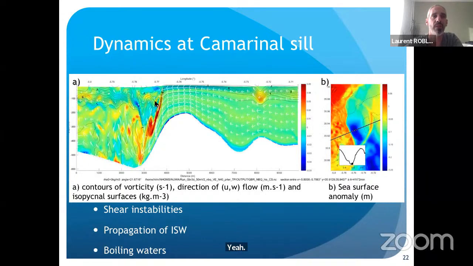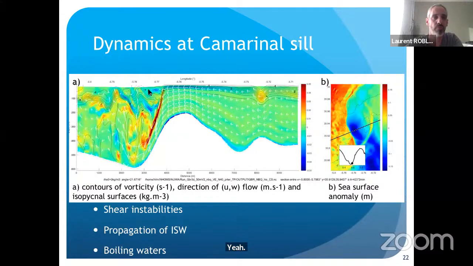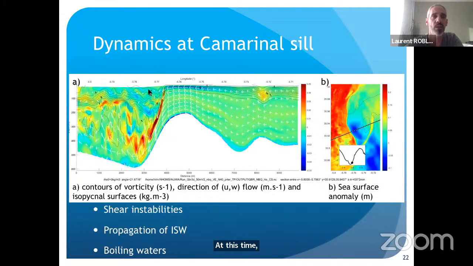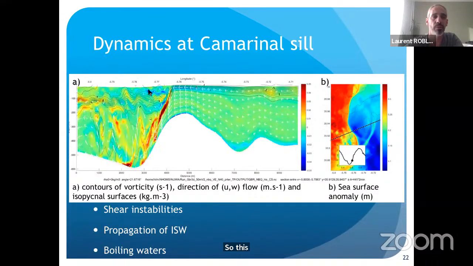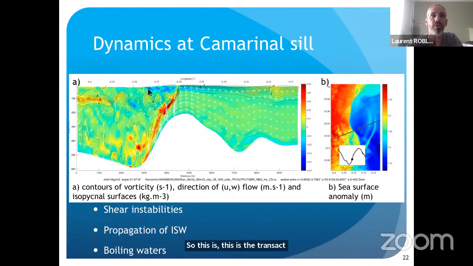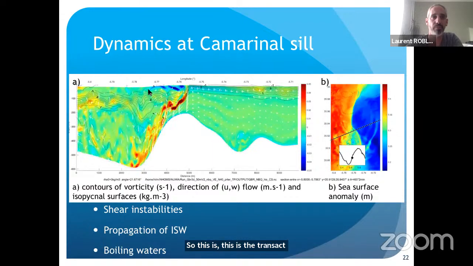At this time now, this is the transect from the full 3D model.